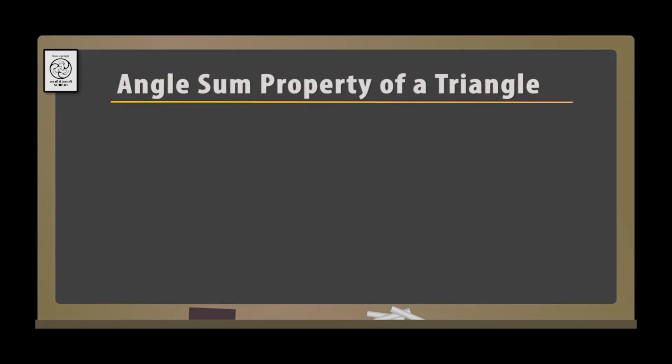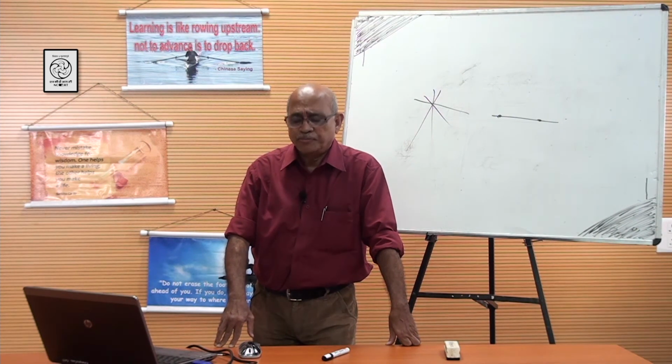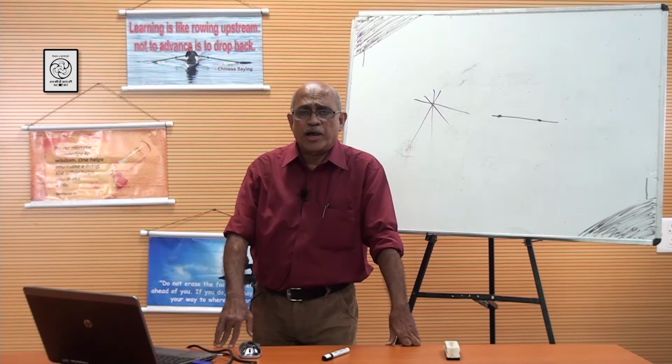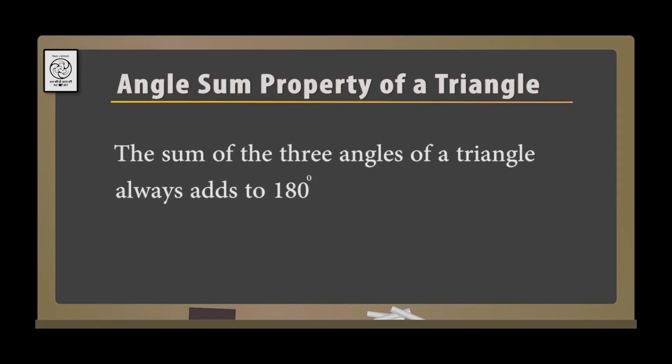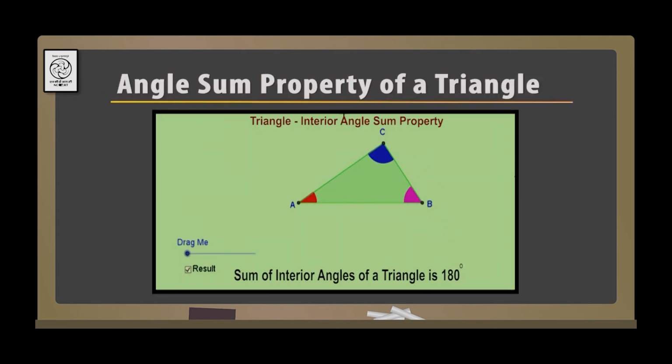And then we move on to the angle sum property of a triangle. As you know, in any triangle, there are three angles. That's why we call it a triangle. But the sum of the three angles of the triangle always adds up to 180 degrees. How do we show that? We have an applet here. We have a triangle A, B, and C. In this triangle ABC, angle A is orange, angle B is pink, and angle C is blue. The sum of the three angles always adds up to 180 degrees.